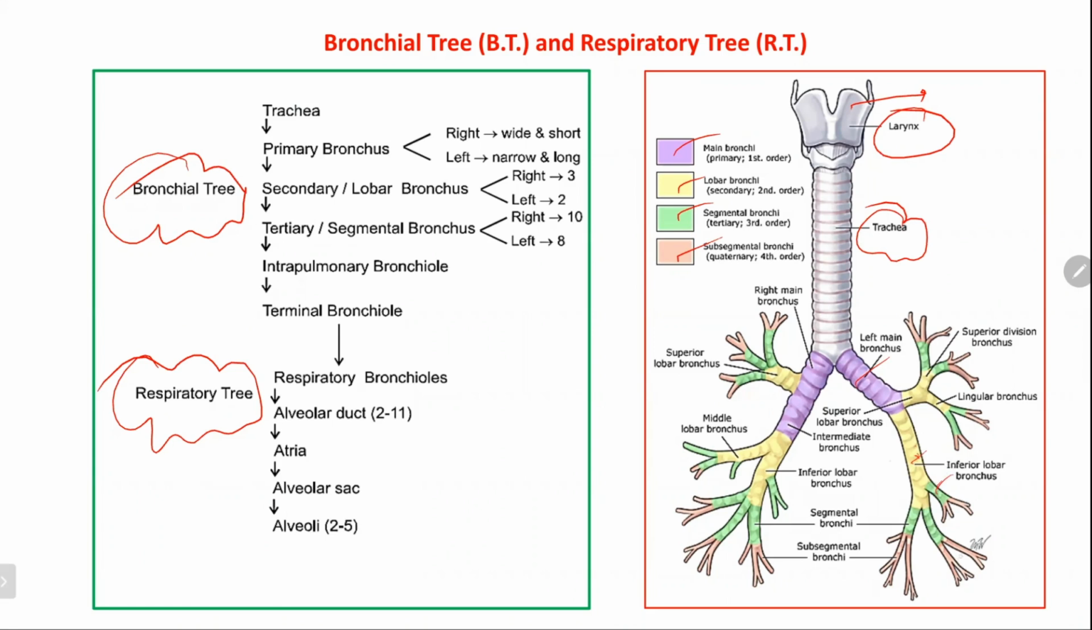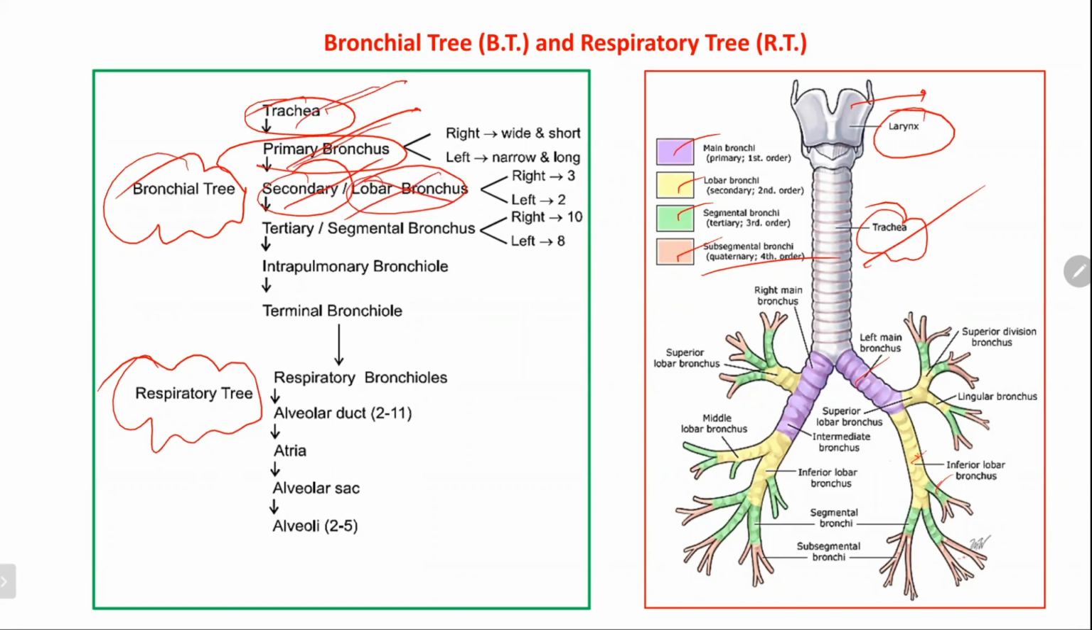And this one more color, light reddish color, is the quaternary or fourth order of bronchi. No problem, don't worry. You see here trachea. Yes, this is trachea. Primary bronchus singular, bronchi plural. Trachea, primary bronchus. Secondary bronchus is also known as lobar bronchus. Leave it, this word is not much important.